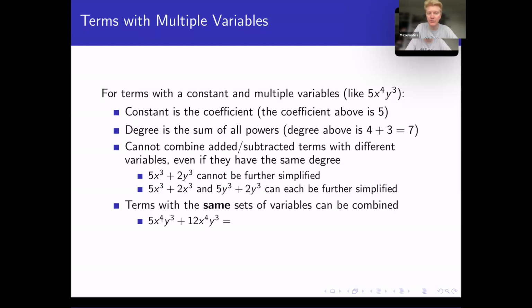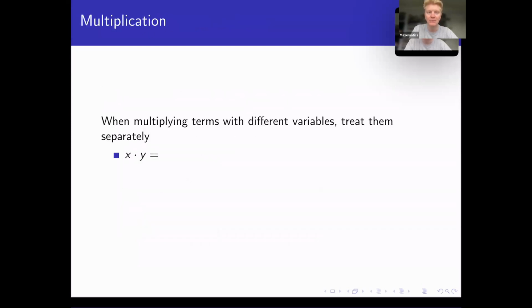So 5x to the fourth y cubed plus 12x to the fourth y cubed, right? They have the exact same set of variables, so we are able to combine. Well, 5 apples plus 12 apples is 17 apples. But again, those apples are x to the fourth y cubed. But x to the fourth y cubed and x squared y to the seventh, different set of variables, we can't combine them.